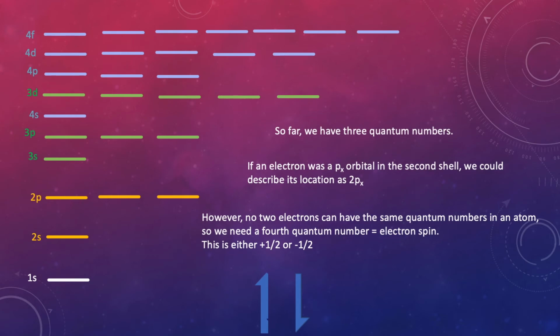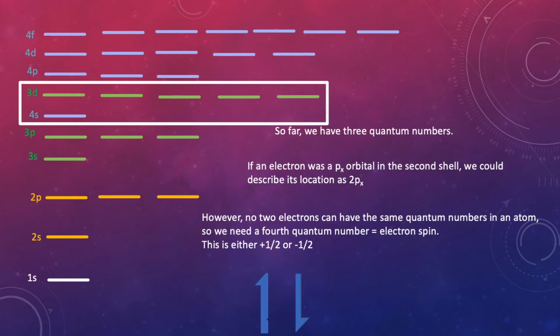Now I'm sure you've all noticed there's something slightly odd going on here as well. If you look at the 4th shell, and particularly focus on the 4s and the 3d subshells, you'll notice the 4s is actually lower in energy than the 3d. And so when we actually start putting electrons in, it's the 4s that fills up first before the 3d.